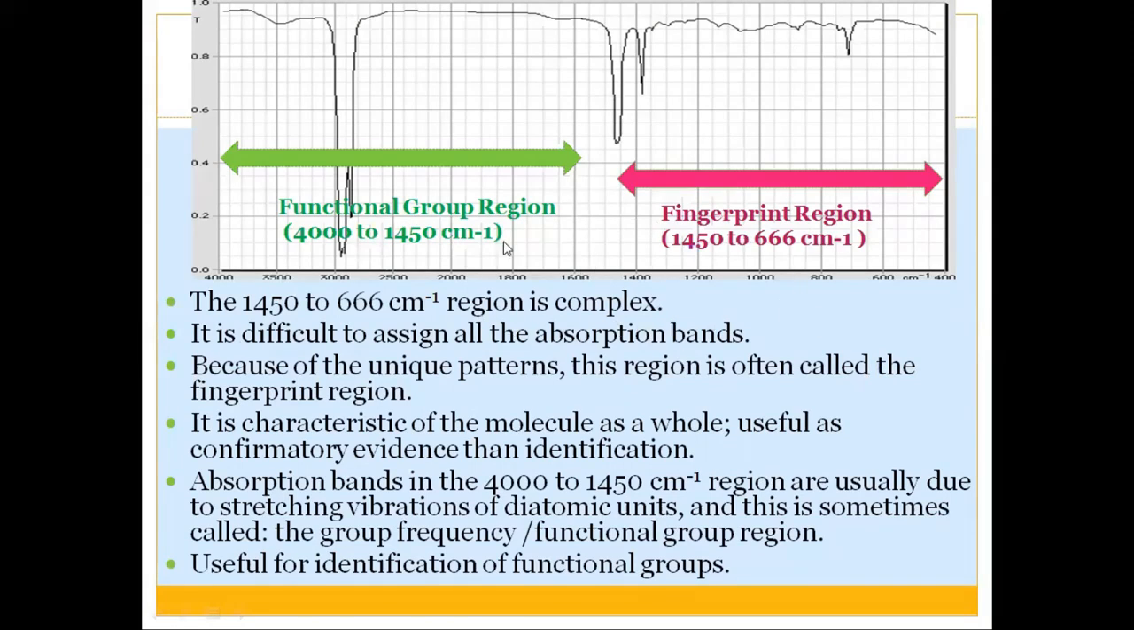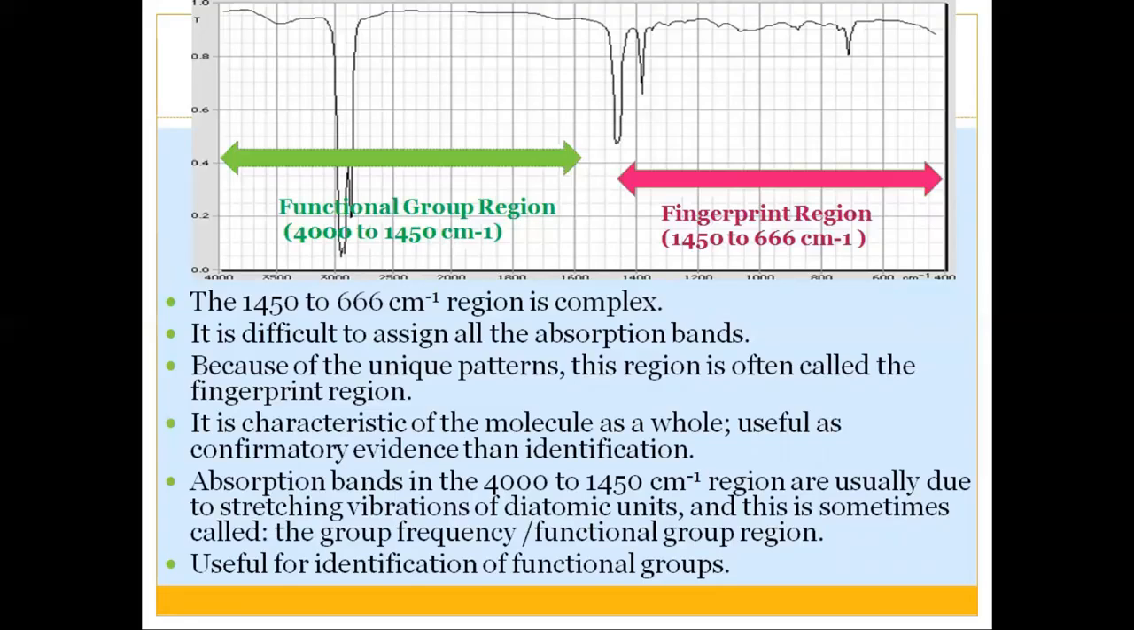Here you can divide the total IR spectrum into two parts. One is the fingerprint region, which is between 666 to 1450 per centimeter. And the other, on the extreme left, is the functional group region, which covers the 1450 to 4000 per centimeter region. The 666 to 1450 per centimeter region is complex. That is the right side part of the IR spectrum.